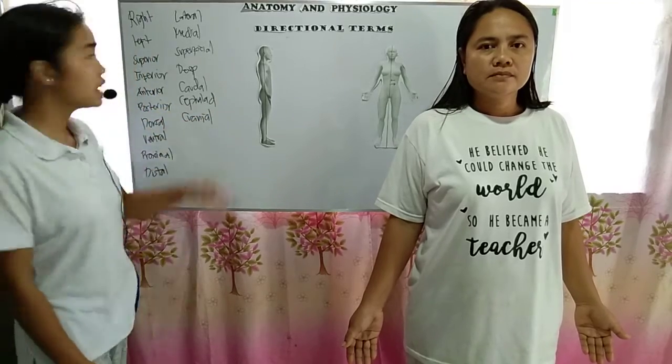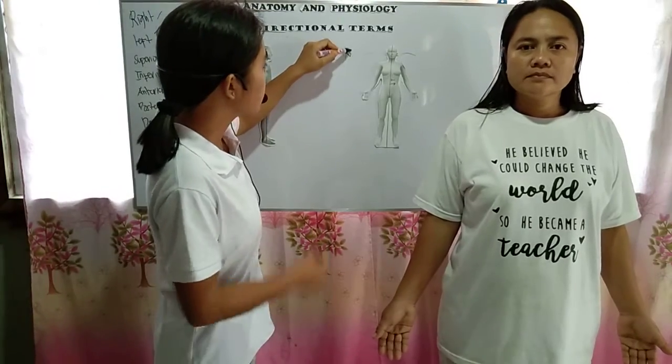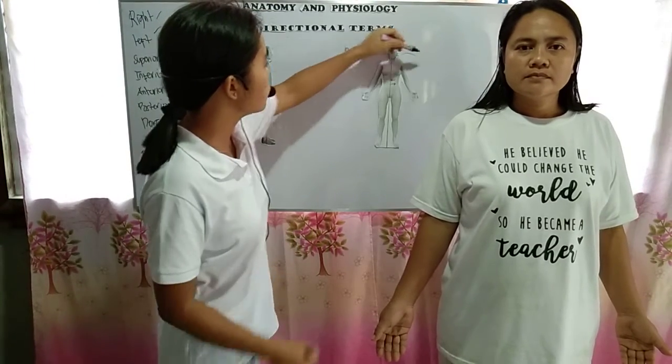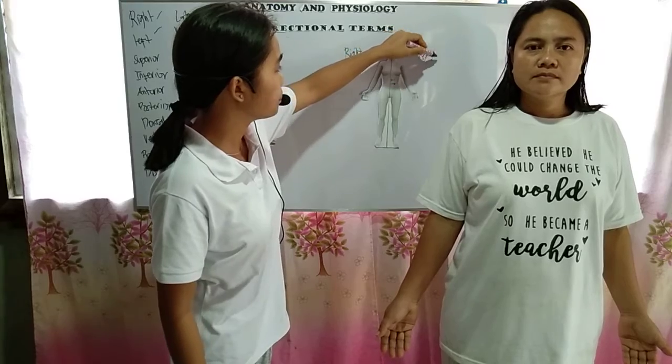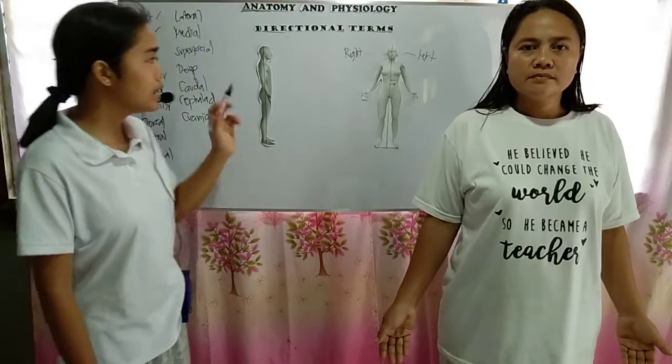So we'll begin with right and left. So this is right and this is left. Right is towards the body's right side while left is towards the body's left side. For example, your right eye and your left eye.